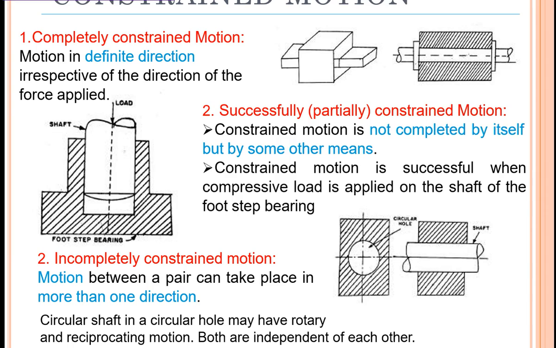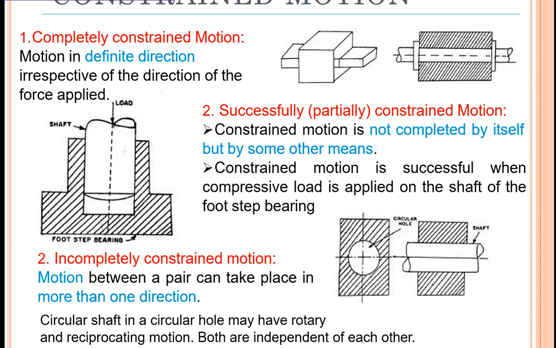So if we are going to define completely constrained motion, here we can expect the motion to be in one definite direction only, and we cannot expect motion in any other direction. Second one is the successfully or partially constrained motion.